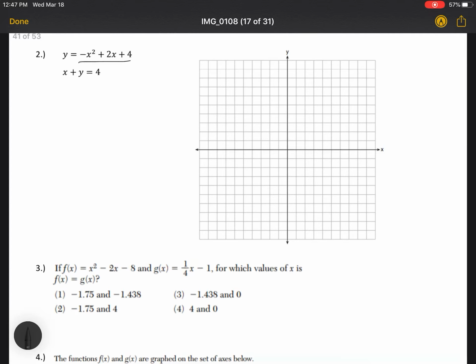Okay, number 2, type this quadratic into your calculator, get a table. I'll start writing my table out. And plot those points.